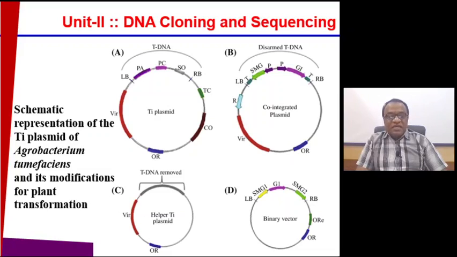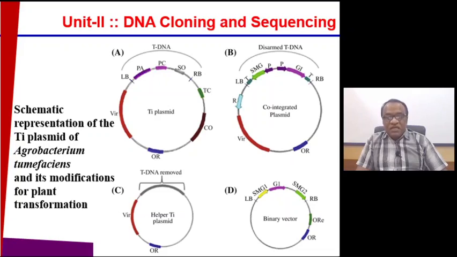Now the tDNA region is flanked by the right border, that is RB, and the left border, depicted as LB. LB and RB are shown in figure A. The right border and left border regions are both essential for the tDNA transfer process.